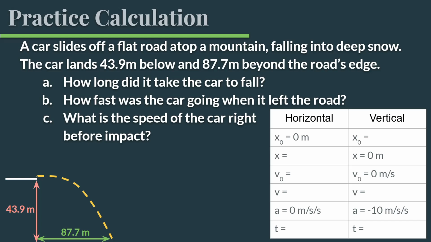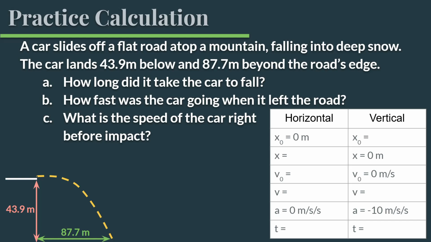Horizontal motion is going to be constant velocity. Vertical motion is going to be acceleration. So make a T-chart or a table like I have to help you label your variables. But before we do that, let's read the question. It says, a car slides off a flat road atop a mountain falling into deep snow. The car lands 43.9 meters below and 87.7 meters beyond the road's edge. How long did it take the car to fall?